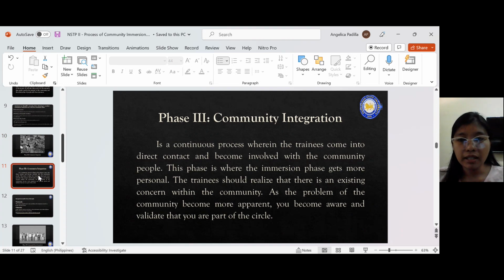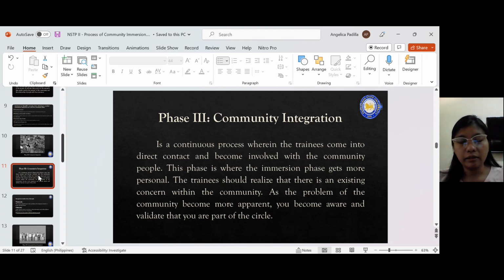It is a continuous process wherein the trainees come into direct contact and become involved with the community people. This phase is where the immersion phase gets more personal. The trainees should realize that there is an existing concern within the community. And as the problem of the community become more apparent, you become aware and validate that you are part of the circle. Nandun ka na, integrate, ibig sabihin to unite.